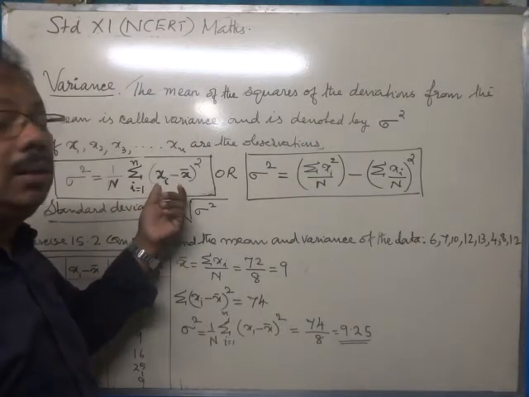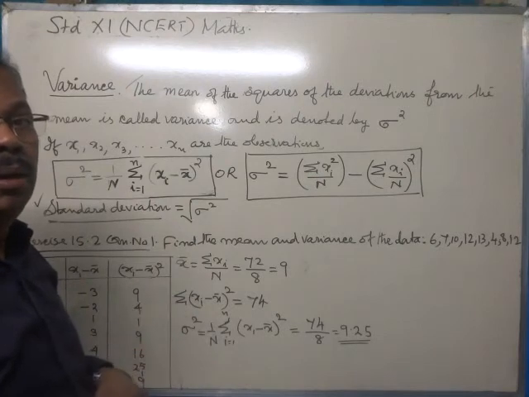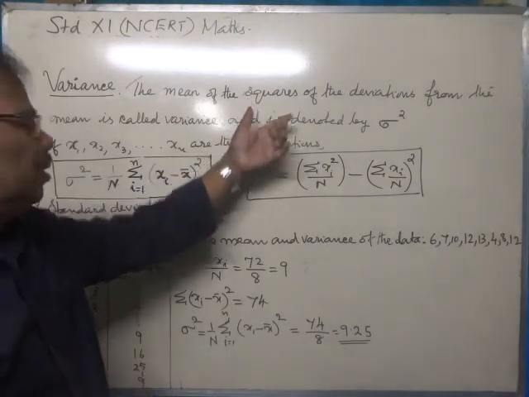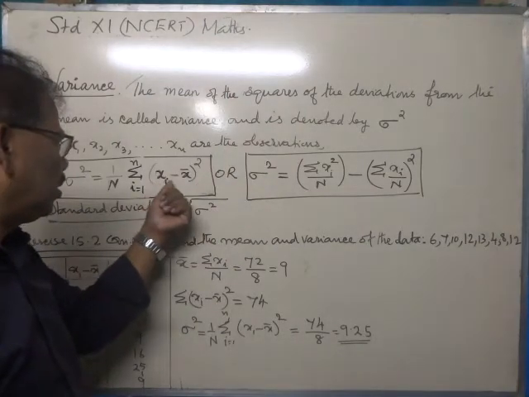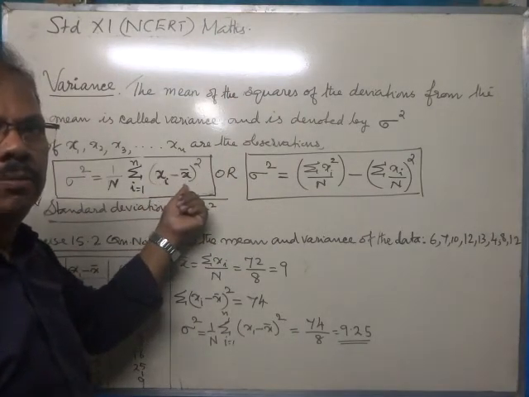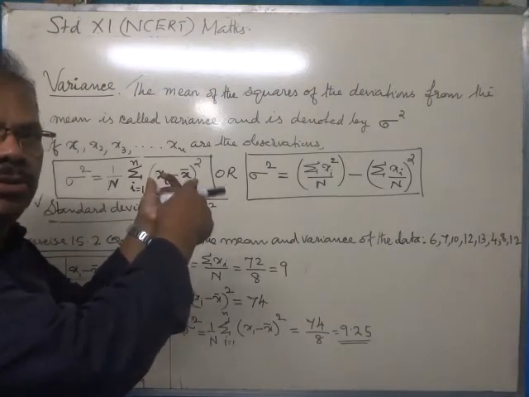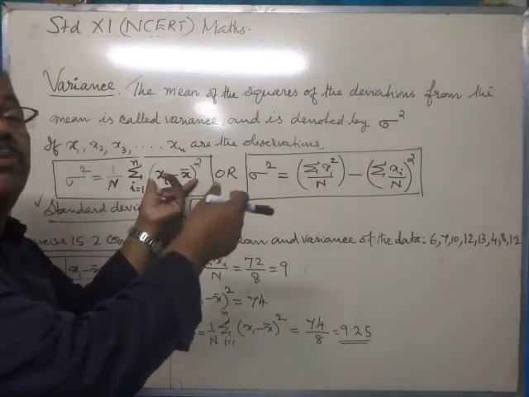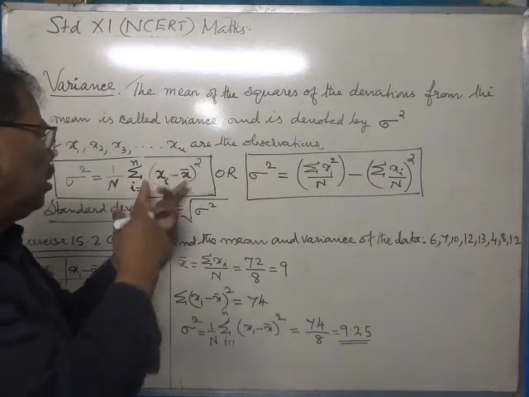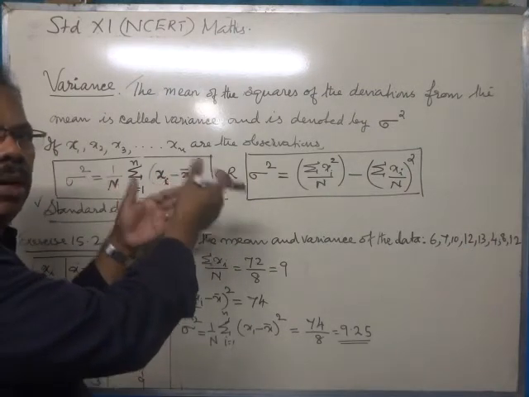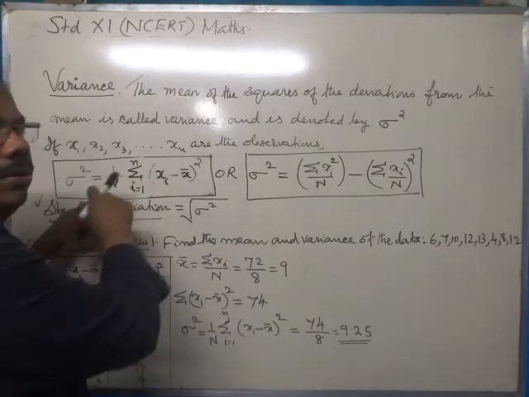We are finding the mean of the squares of the deviations. Xi minus x bar is the deviation. We are taking its square. Mean of the squares. Therefore, sum of xi minus x bar all square divided by total frequency.